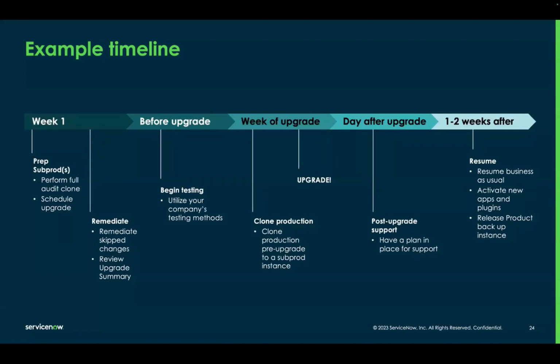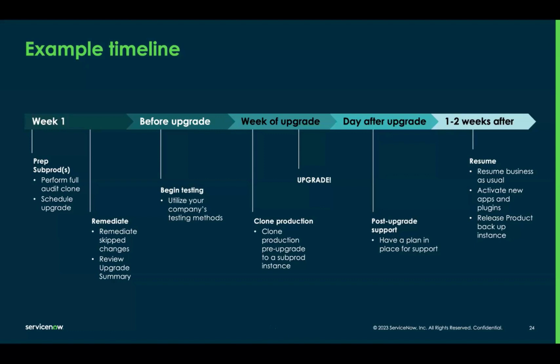So then we have kind of an example timeline. This is just a very, very high level example of what you might do. But first step is to perform that full audit clone and then schedule your upgrade on the sub-production instance that you did that clone on. And then next, of course, we remediate our skip changes. It's very important. And review the upgrade summary, again, to get an idea of how long the upgrade took and what you might be able to do to minimize that upgrade time.